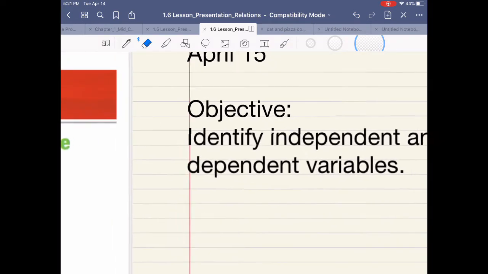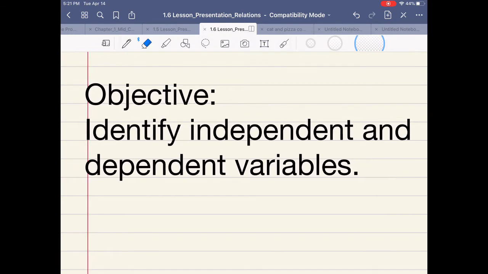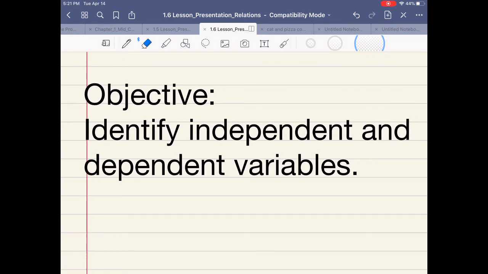So we're going to continue our lesson on relations. For today's mini lesson, we're going to identify independent and dependent variables. So that's the main goal: know the difference between those two.